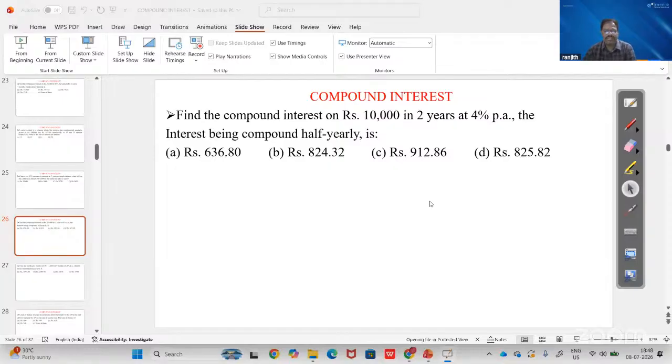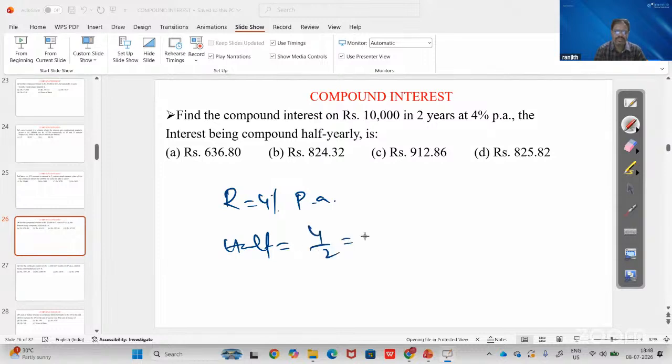Find the compound interest on 10,000 rupees in 2 years at 4% per annum, the interest being compounded half-yearly. What is the difference when compounded half-yearly? Here R equals 4 percent per annum. Half-yearly is nothing but 4 by 2, which equals 2 percent, for 2 years.